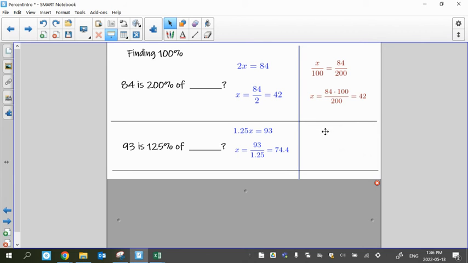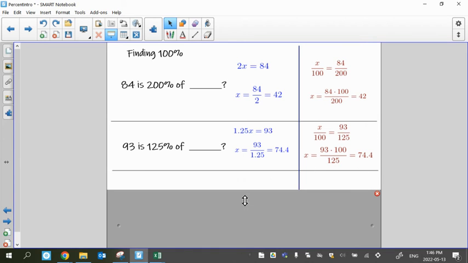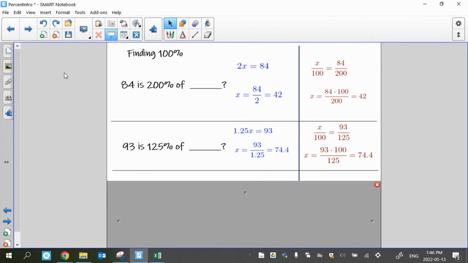74.4. Our other methodology, we set up the same ratio. If you notice, this setup is always the same, x to 100, because we're trying to find the number that equates to 100. It's 93 to 125. Again, everything is percents, no decimals here. And to solve for x, we just multiply across by 100 and we arrive at the same answer, 74.4.